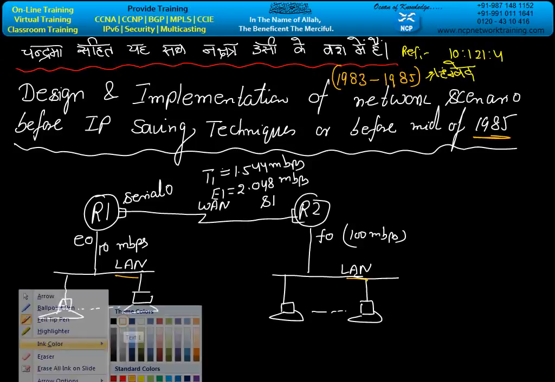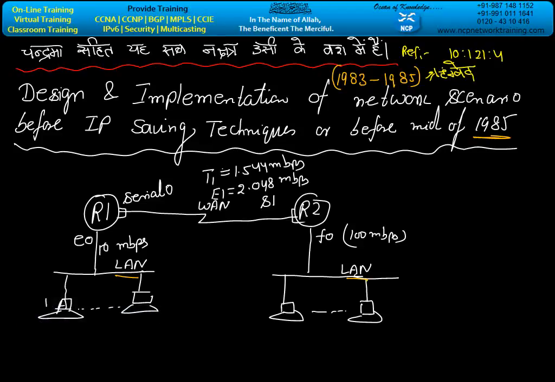Let's say we have 1 to 49 machines in R1 LAN and we have 1 to 24 machines in R2 LAN. If we want to communicate between machines, 3 parameters are required. IP address must be unique, belong to the same NID, and have unique MAC address. 3 components are required if we want to communicate between 2 machines.